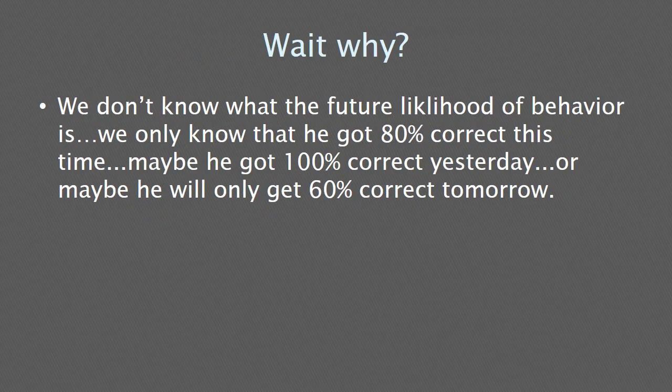We don't know what the future likelihood of the behavior is, however. We only know that he got 80% correct this time. Maybe he got 100% yesterday, or maybe he'll only get 60% correct tomorrow. We don't know. The point is that we need to know what the future likelihood of the behavior is.